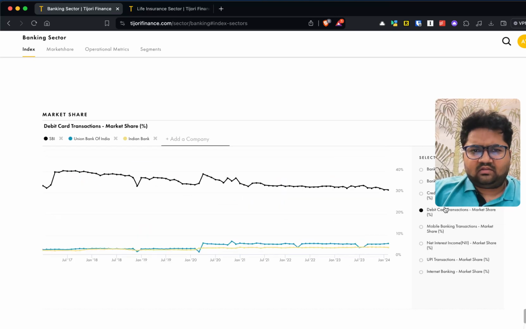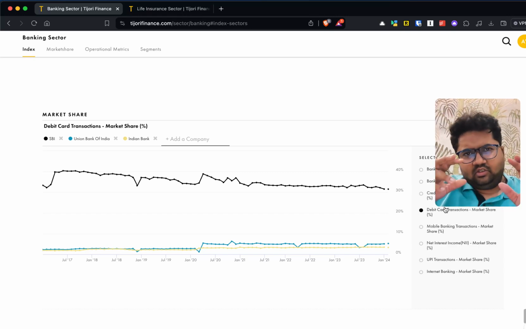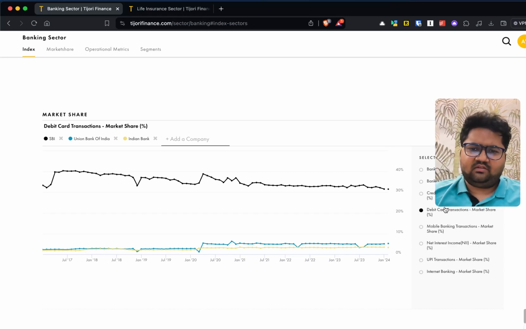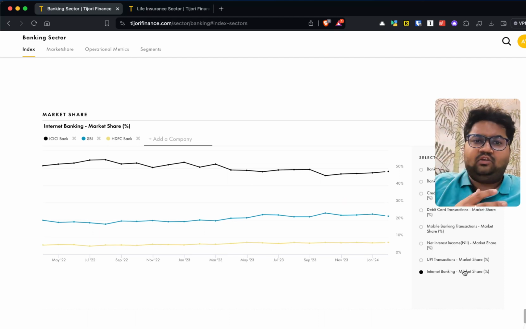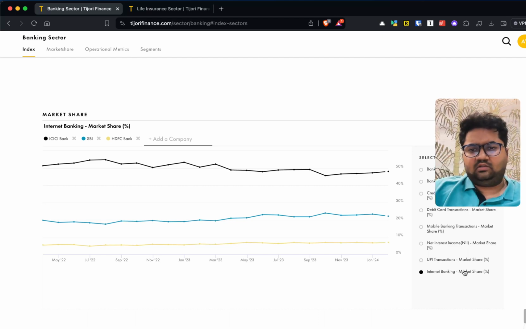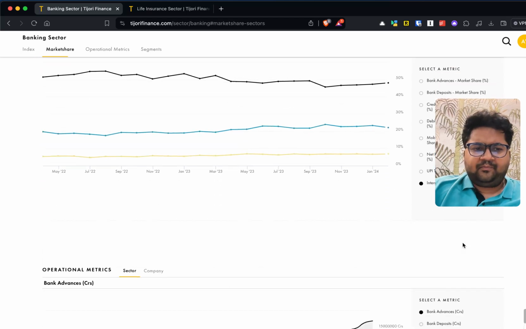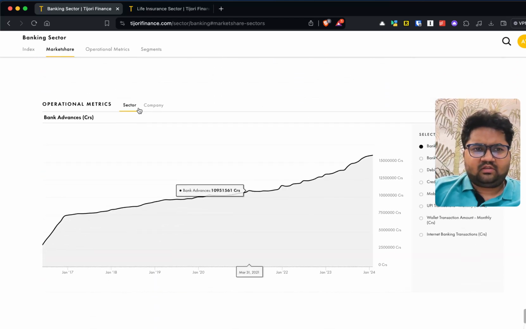For bank deposit and debit card transactions, I think SBI is doing good because it is a very large bank in terms of funds, basically just penetration in the country. So using some of these metrics, you can try and understand which bank is doing good. For example, if ICICI Bank is doing good in terms of market share of internet banking, you have to understand that their tech is good, right? That's the inherent cause that you could think about. And then we'll move on to some more operational metrics.